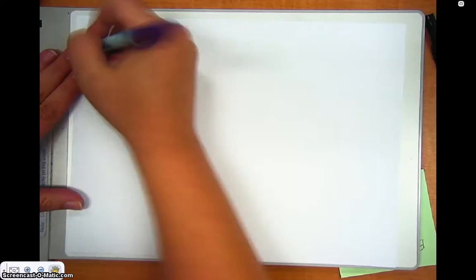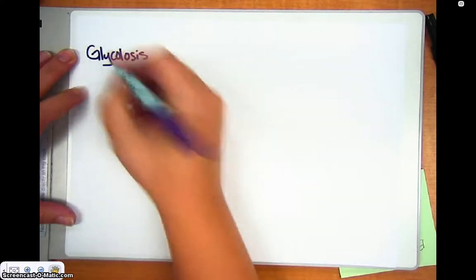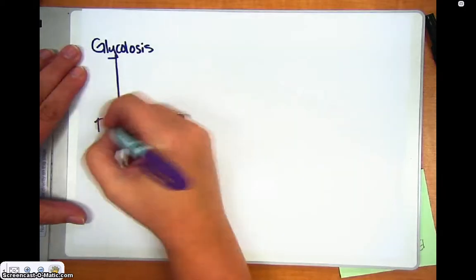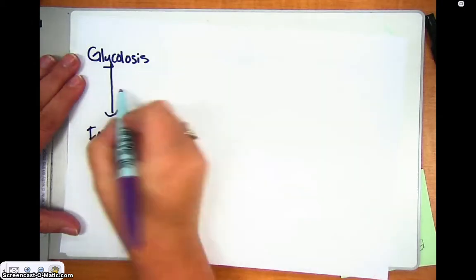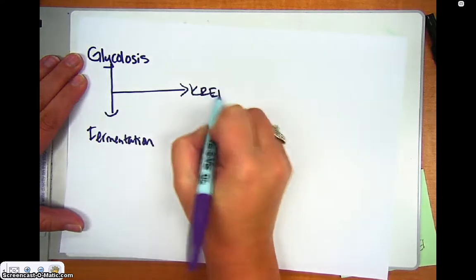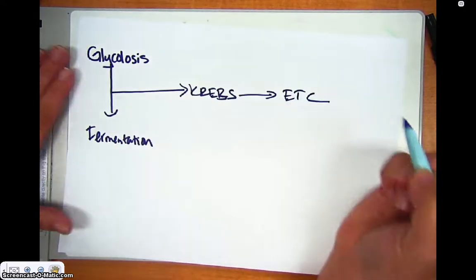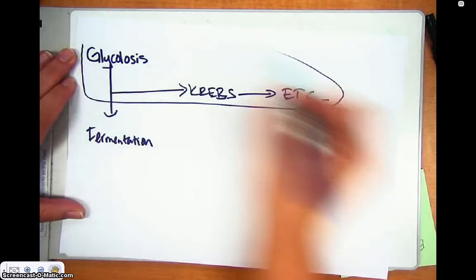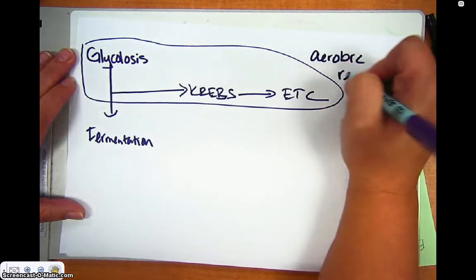Okay, so we have glycolysis. I'm just going to shorten it up here. Glycolysis, and then we have fermentation. Okay, or from glycolysis instead we could go this way and we could do Krebs cycle, Krebs to the electron transport chain. Okay, so these right here, this is considered aerobic respiration.